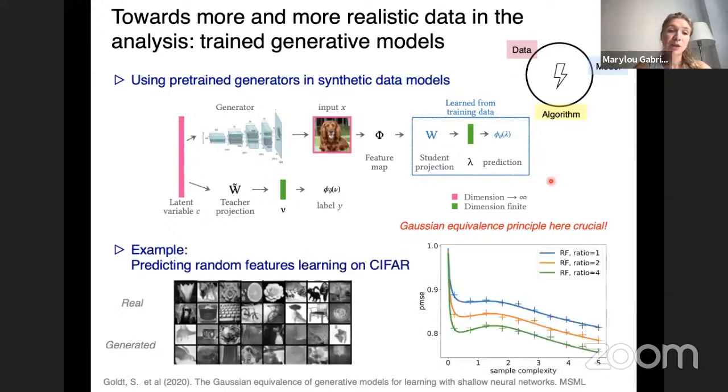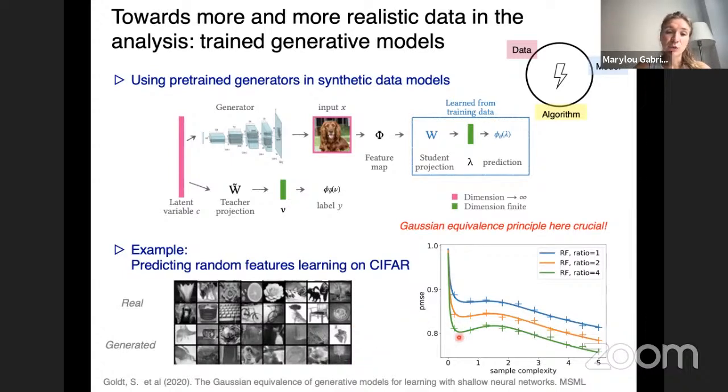And for example, we can look at what it gives for predicting the performance of random feature learning on CIFAR. So here you have black and white images of CIFAR that are from the real data sets. Then you have black and white images that were generated, so after learning a generator on CIFAR, and that are actually the data that we are performing the analysis on.